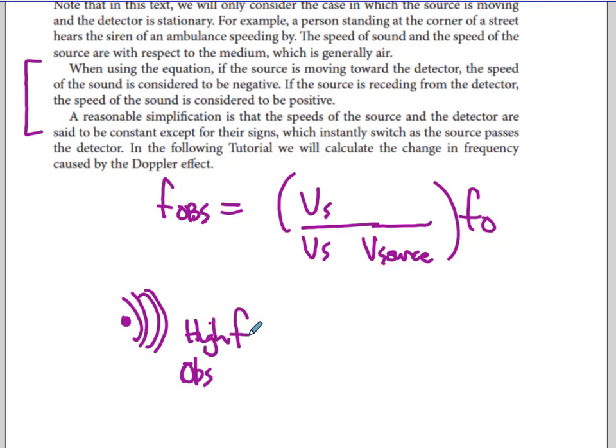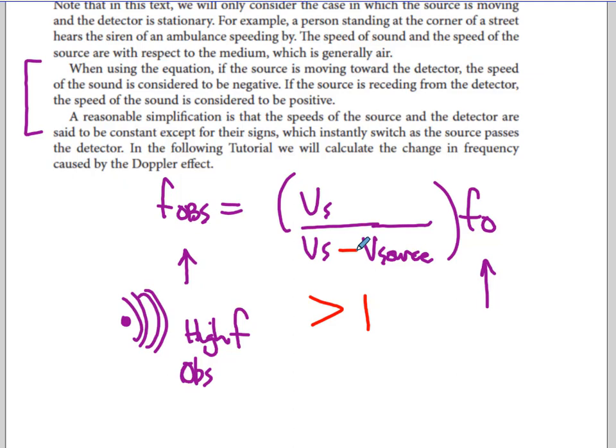Okay, so if I want this calculation here to output a high frequency, I need this side here to be greater than this side in terms of the frequency. So the observed frequency is going to be the original frequency multiplied by something greater than 1. If I have the velocity of sound on both top and bottom, and I add or subtract the velocity of the source from that, I have to create a number that's greater than 1. So if I want a frequency that's higher than the original, then I have to subtract.